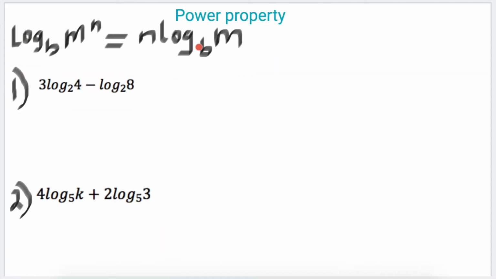Power property is the third property we're going to look at, and it says the log base b of m to the power of n is equal to n, which was the exponent, times log base b of m. So I've got two math problems here that we're going to go through together.